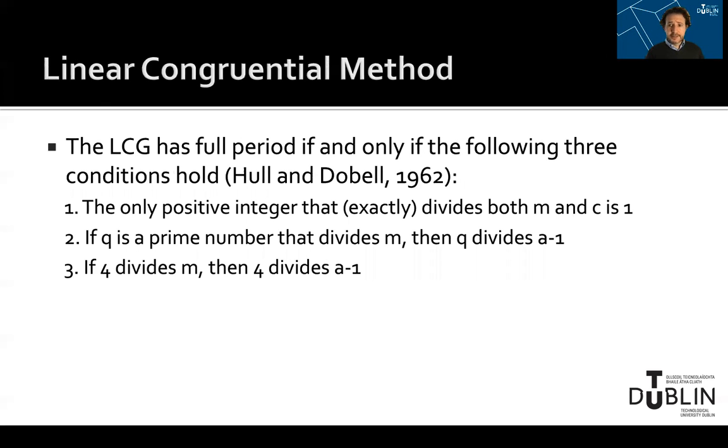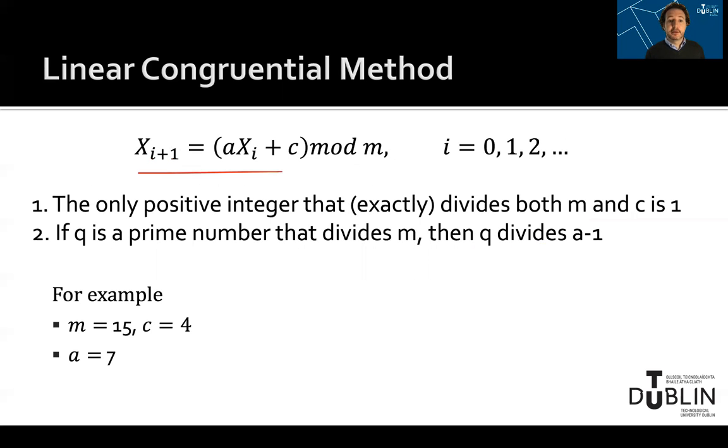So this is our only theorem really in the course. The theorem states that the linear congruential method has a full period. So that means you'll get all the numbers between 0 and 10, for example, if m and c are only divisible by 1. So there's no common factor between them. Next, if q is a prime number that divides m, and q divides a minus 1. Doesn't divide a, divides a minus 1. And lastly, if 4 divides m, 4 divides a minus 1. If you satisfy all these 3 conditions, it doesn't mean it'll work, but if you don't satisfy any of them, it won't work.